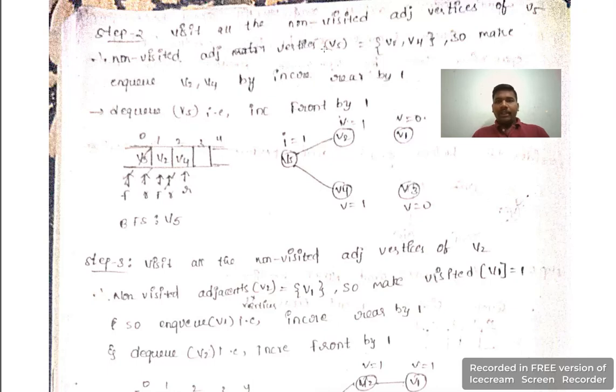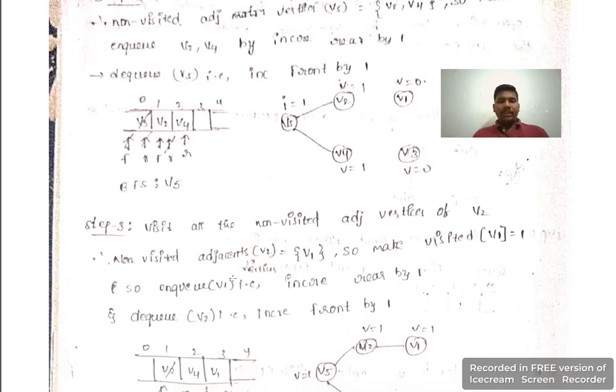The non-visited adjacent vertices of V5 are V2 and V4 only. So NQ V2 and V4 by incrementing rear by 1. DQ V5, increment front by 1. Initially V5 is at the 0th position and front is pointing to the 0th position. Now increment front by 1, that means V2 is at the front. V5's adjacent vertices are V2 and V4, so both are visited, V is equal to 1 and the remaining are non-visited, so V is equal to 0.